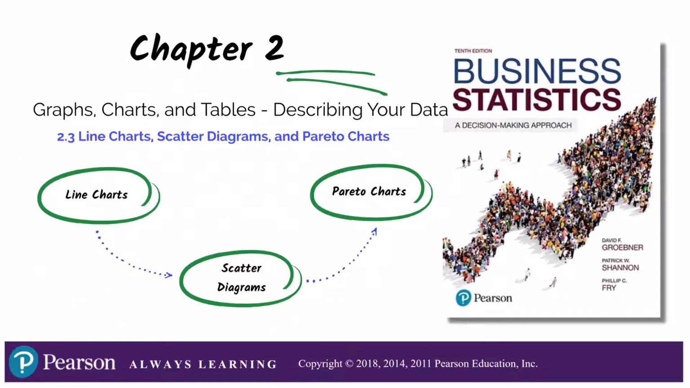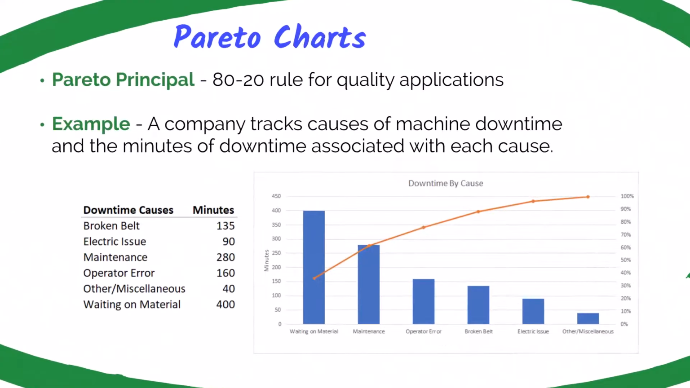The last chart we're going to talk about is a Pareto chart. A Pareto chart is a special type of bar chart, which we learned in the previous video. This is applying something called the Pareto principle. This is an 80-20 rule that's often used in quality control applications. So in this example here, a company has been tracking machine downtime and the minutes of downtime associated with each cause. Here, we're presenting the data with a Pareto chart.